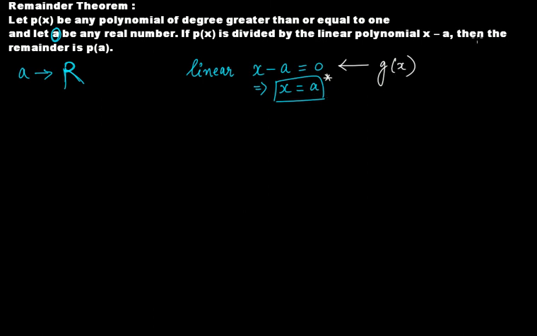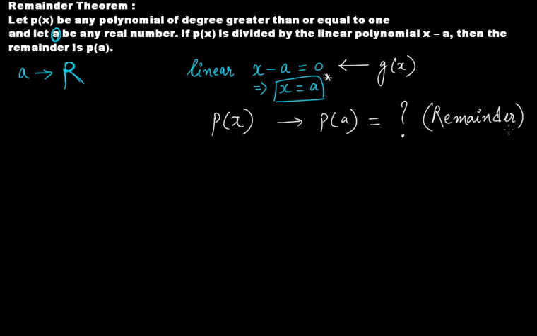So x equal to a is the 0 of this g(x). Now the remainder is P(a). So P(a) means what? Actually, you put a at the place of x in P(x). So the value that you will get will give you the remainder. That's what we have seen here. The condition is it has to be a linear polynomial, this g(x). That's what it says here.